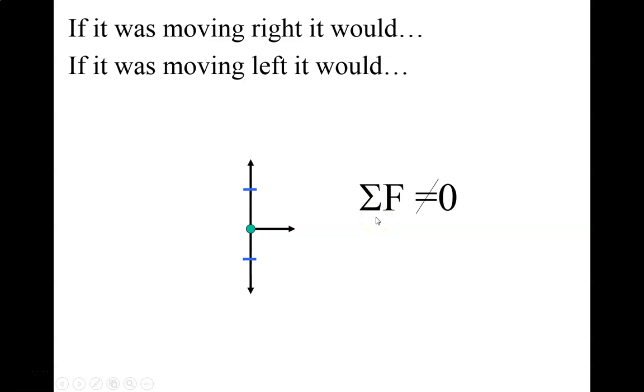What about this one? The up and down cancel, but there's an unbalanced force acting to the right. So if it was moving to the right, then it would speed up. If it was moving to the left, it would be slowing down.